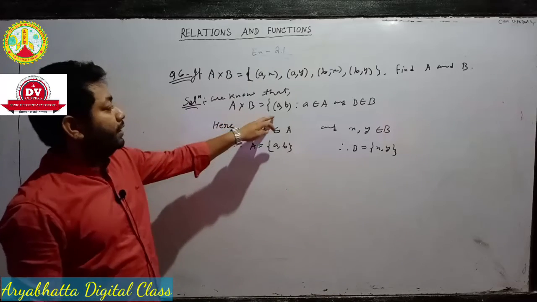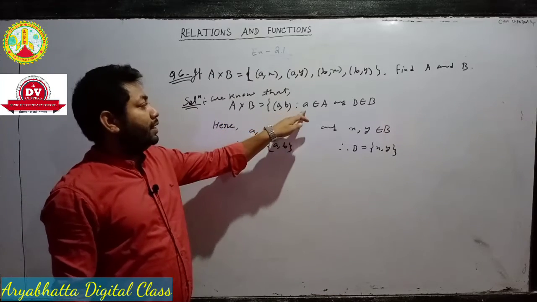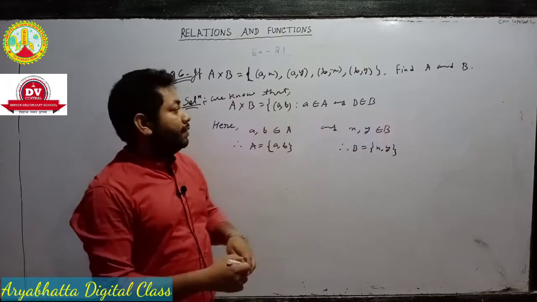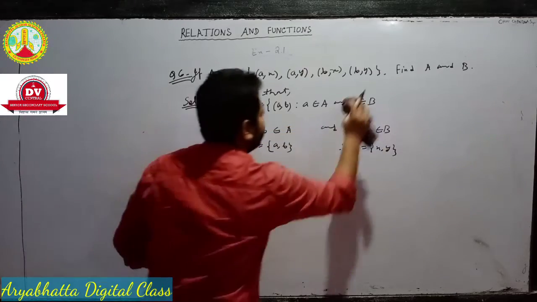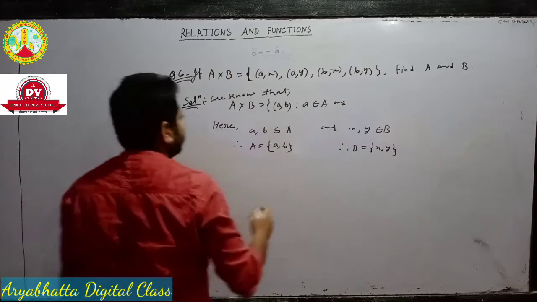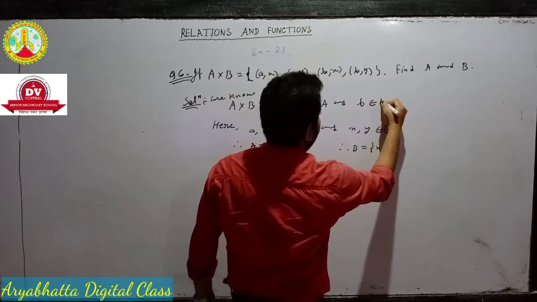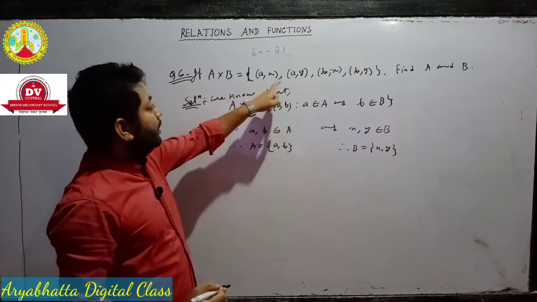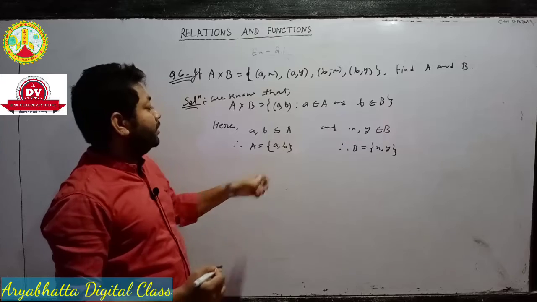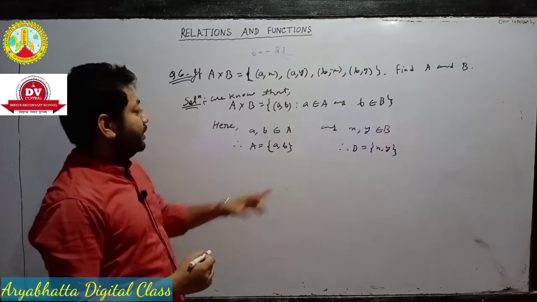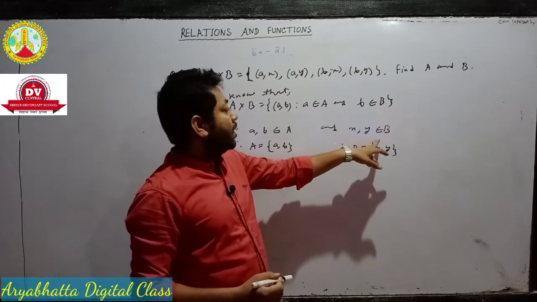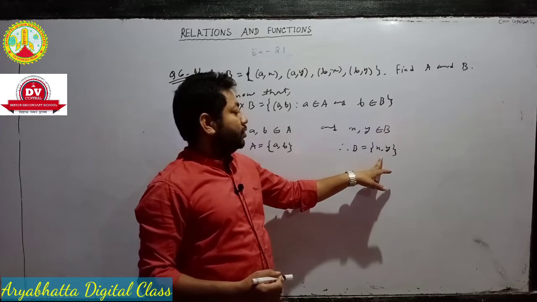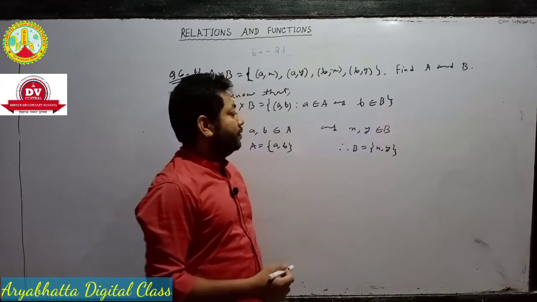We know that A cross B is equal to the set of ordered pairs (a, b) such that the element a belongs to the set A and the element b belongs to set B. Here a, b belong to the set A. Therefore, A is equal to the set of the elements a, b. And the elements x, y belong to the set B. Therefore, the set B is equal to {x, y}.